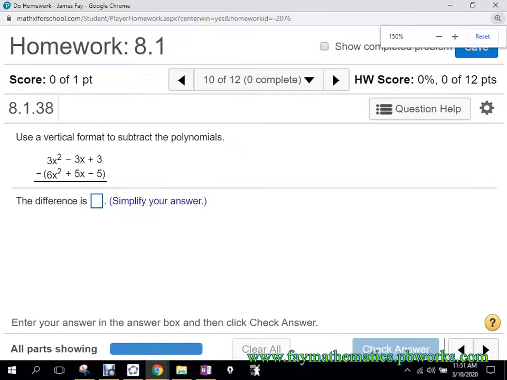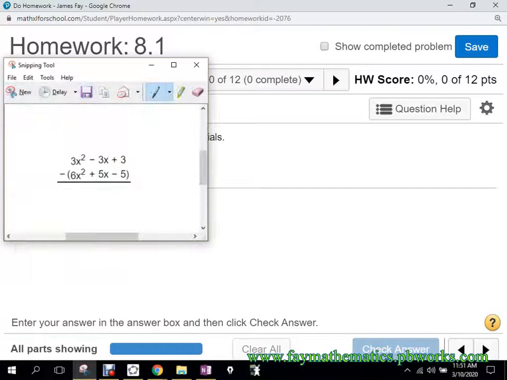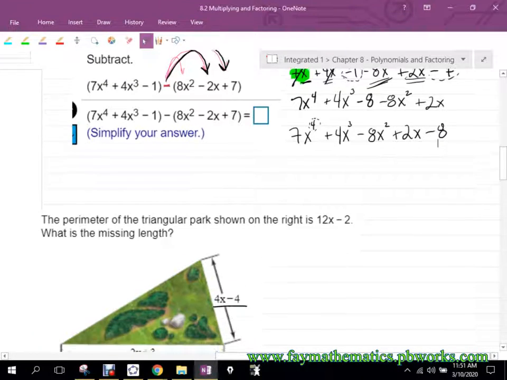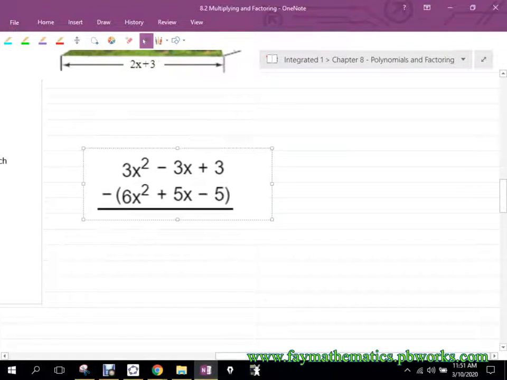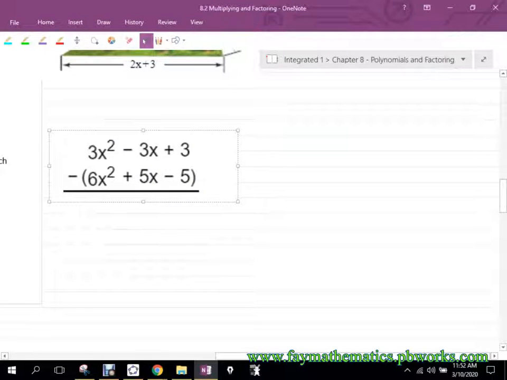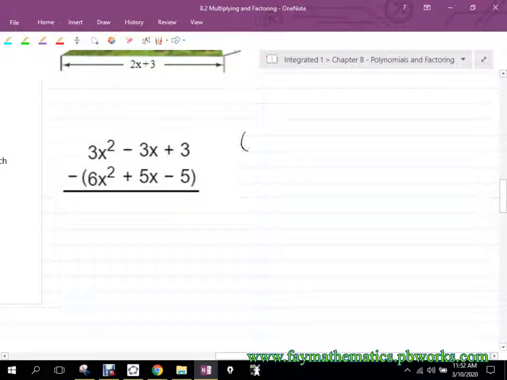All right, so did you guys have any issues or concerns with this problem here? All right, so let's look at this. So they're going to present it this way sometimes. This is equivalent to taking, if we were to write it in the same format the last question was in, it would be 3x squared minus 3x plus 3 minus then the 6x squared plus 5x minus 5. Does that make sense?